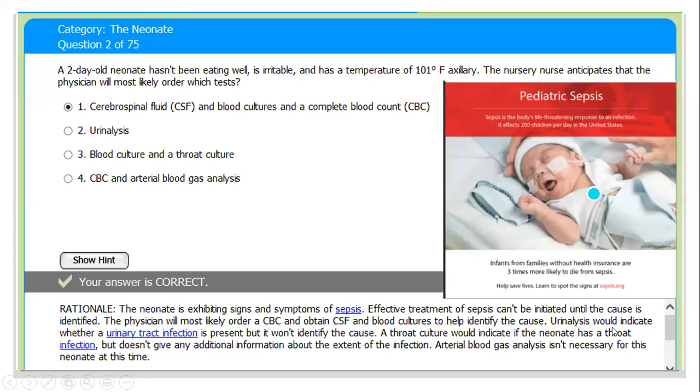Urine analysis would indicate whether a urinary tract infection is present or not, but it would not identify the cause. A throat culture would indicate if the neonate has a throat infection, but does not give any additional information about the extent of infection. Arterial blood gas analysis is not necessary for this neonate at this time.